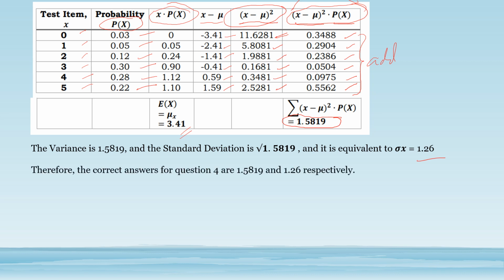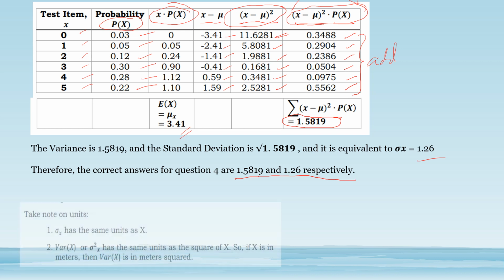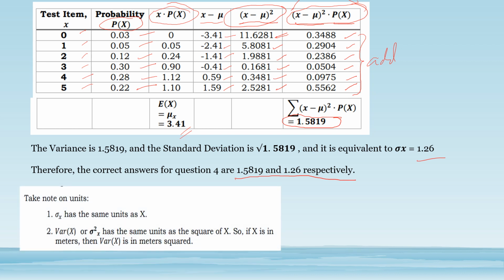Therefore, the correct answers for question 4 are 1.5819 and 1.26 respectively. Take note on units. Standard deviation has the same units as x. Variance has the same units as the square of x. So, if x is in meters, then the variance is in meters squared.